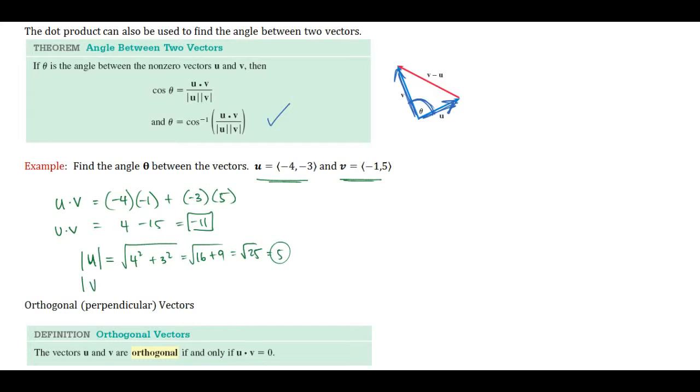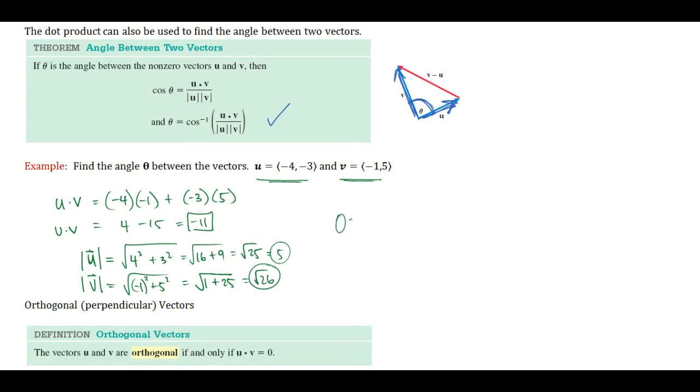The magnitude for vector v, because I should put my vector symbol since I can't bold very well, would be -1 squared. No, look, now I'm using it. Plus 5 squared. So what is that? 1 plus 25, or the square root of 26, which I can't simplify. And now I can use this information in a calculator to find out what that angle is.